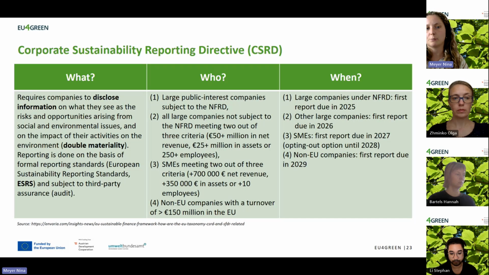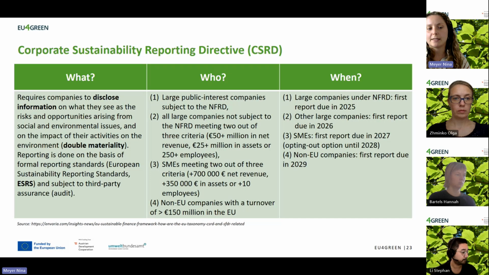Next, we're going to look at the Corporate Sustainability Reporting Directive, the CSRD. This one requires companies to disclose information on a double materiality basis. This means that they have to disclose what kind of impact their economic activity has on the environment and what kind of impact the environment has on their economic activity. So an inside out and an outside in view.